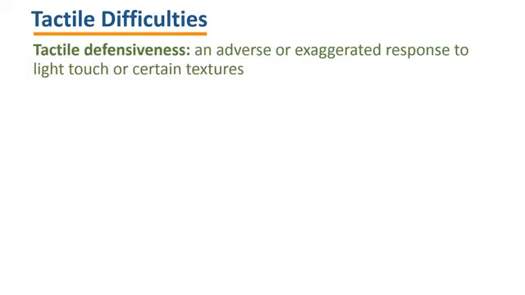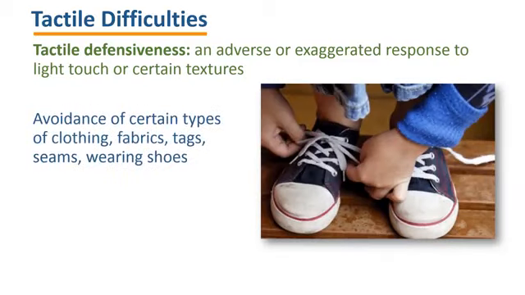Many individuals on the autism spectrum describe having tactile difficulties. Tactile defensiveness is an adverse or exaggerated response to light touch or certain textures. You may see avoidance of certain types of clothing, certain fabrics, tags, seams, wearing shoes may all bother or be troublesome for an individual who has tactile defensiveness.